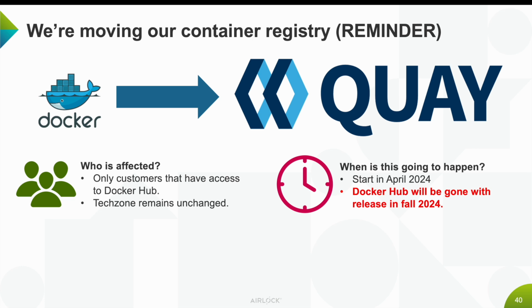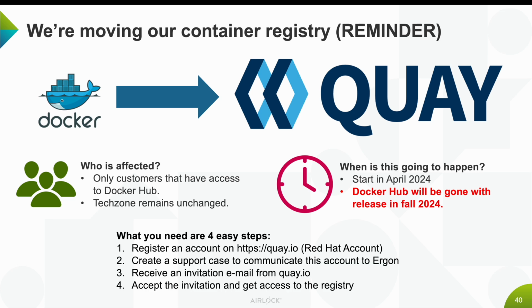So when is this going to happen? It's going to happen now. We started in April and we will cease to provide images to Docker Hub with this release this fall. What do you have to do if you have not done this yet? You should create a Quay.io account, which is a Red Hat account, and then create an Airlock support case to tell us your account. You will then receive an invitation from Quay.io, and if you accept this invitation, then you get access to the registry.